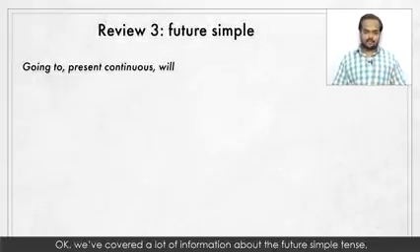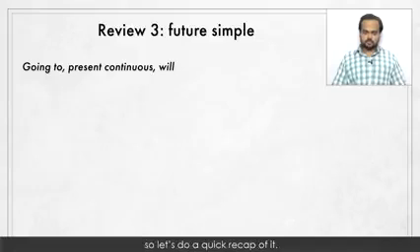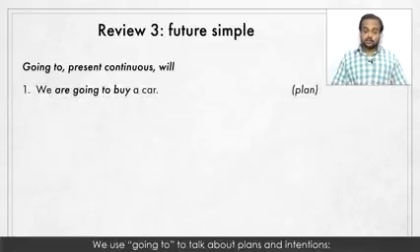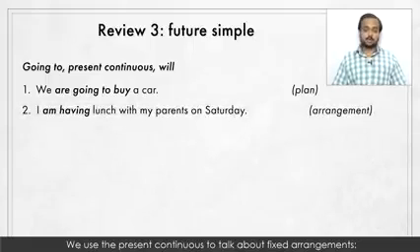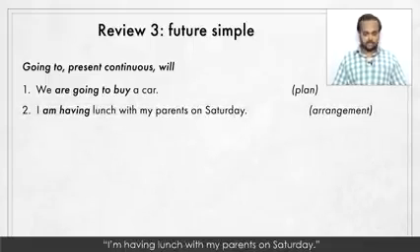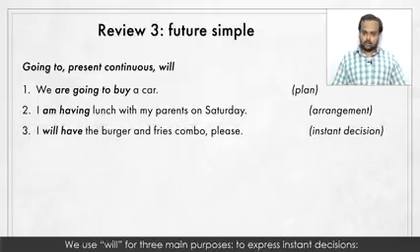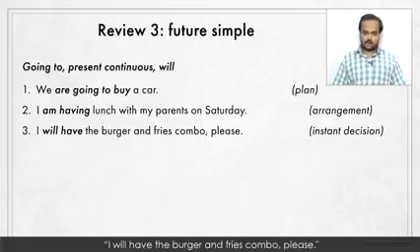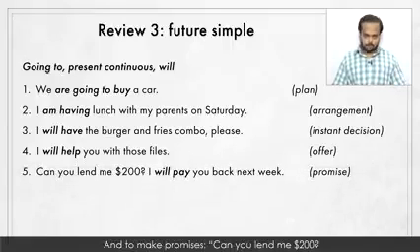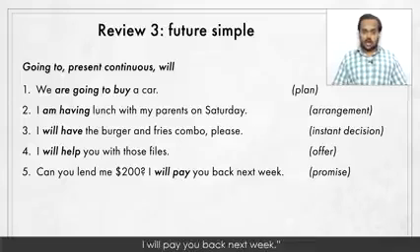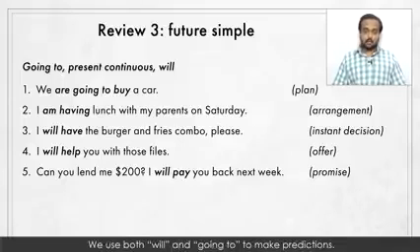Okay, we've covered a lot of information about the future simple tense, so let's do a quick recap of it. We use going to talk about plans and intentions. We're going to buy a car. We use the present continuous to talk about fixed arrangements. I'm having lunch with my parents on Saturday. We use will for three main purposes. To express instant decisions, I'll have the burger and fries combo, please. To make offers, I will help you with those files. And to make promises. Can you lend me $200? I will pay you back next week. We use both will and going to make predictions.